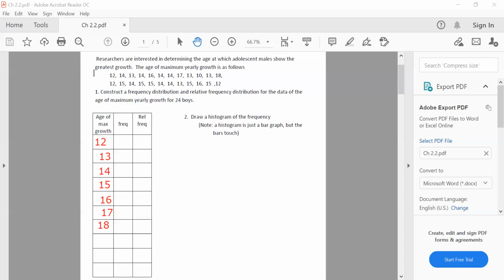How many times does the number 12 pop up? Well, let's see. 1, 2, 3. Let me double check, make sure I didn't miss any. No, I don't think I did. So the age of 12 has a frequency of 3. For 13, 1, 2, 3, 4. So there were 4 boys whose best growth year was when they were 13. 14, I've got 1, 2, 3, 4, 5, 6, 7. So 14 might just be the most popular one. The age of 15, I've got 1, 2, 3, 4, 5.